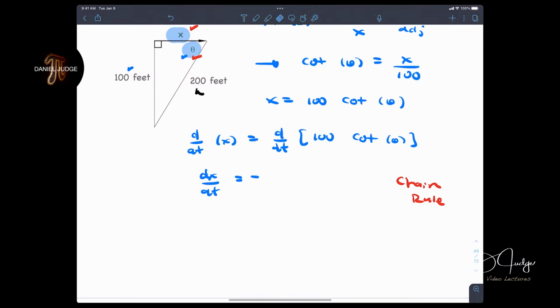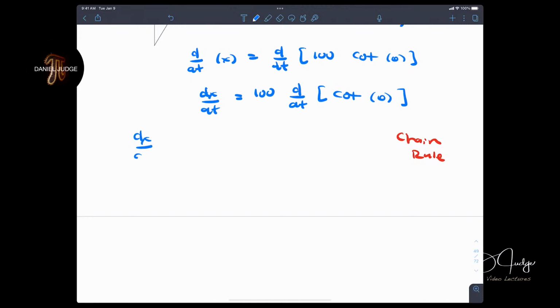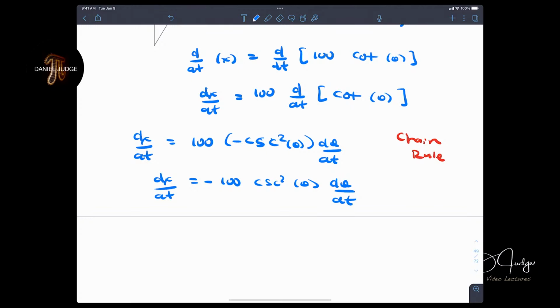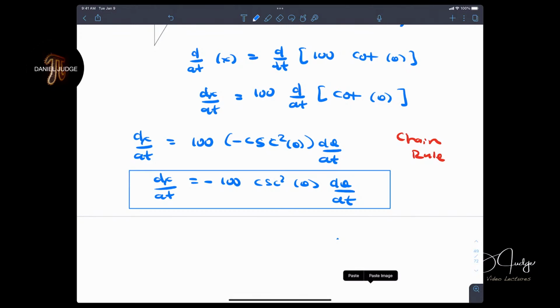So let's pull out our constant. Let's do every step. 100 d dt cotangent theta. Pull out that constant. So now let's do the calculus. 100 times the derivative of cotangent, which is minus cosecant squared theta d theta dt, by chain rule. Minus 100 cosecant squared theta d theta dt. This is dx dt. And there you go. There's our related rates equation. So don't forget the chain portion for chain rule right here. All right, that's your related rates equation. Good. Forgot the constant there. That's an important thing. So anyway, ladies and gentlemen, let's go on further with this.